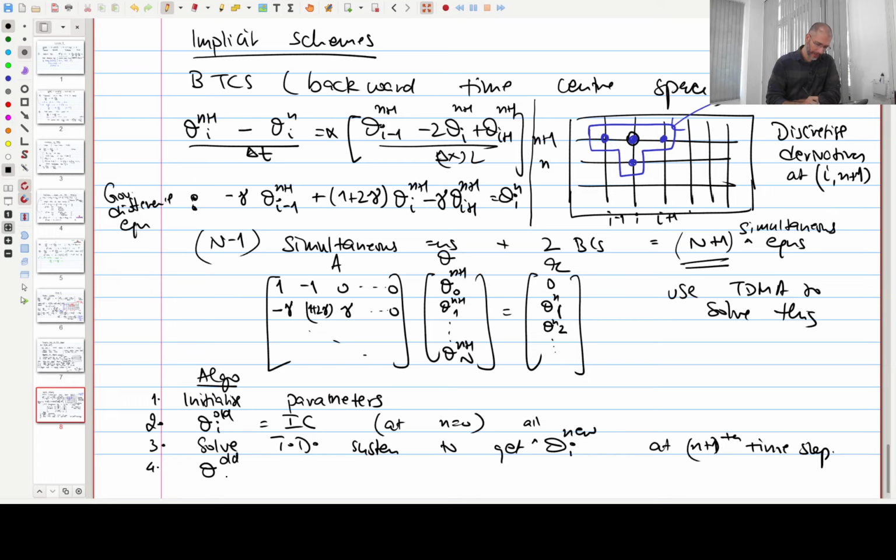So we solve the tri-diagonal system to get all the theta values, and then the final step is that we have to copy the theta new values into the theta old values and then modify the value of n to n plus 1, and then we keep repeating that until a stopping criterion is met.